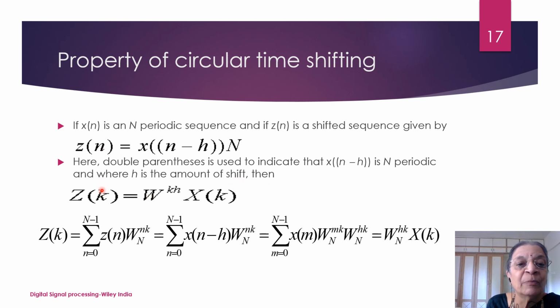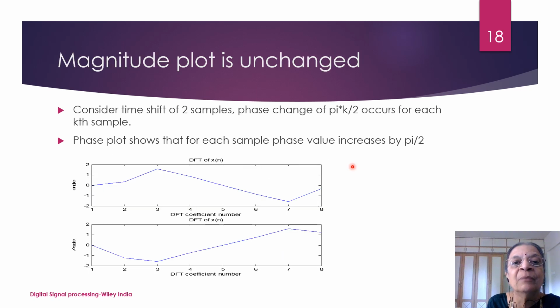So what will happen to X of k, that is, the discrete Fourier transform? It will be multiplied by W raised to kh into X of k. Whatever is the X of k, it will be multiplied by W raised to kh. This W raised to kh has a magnitude equal to 1. So the magnitude response is unaffected. The only thing is that the phase response will change by W_N raised to kh. Now let us see how this phase response changes. The magnitude plot is unchanged, as we have seen.